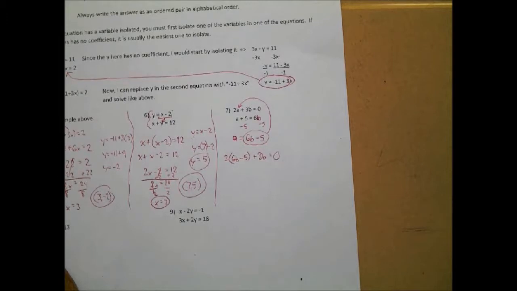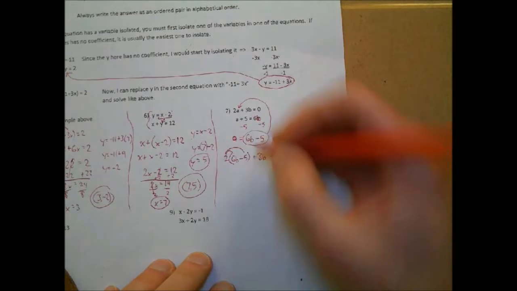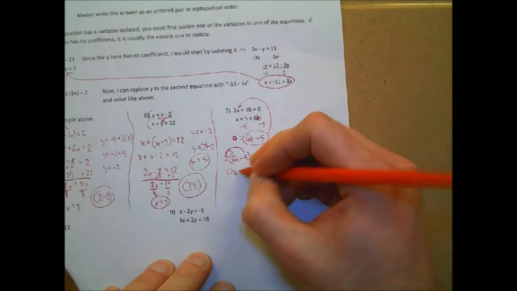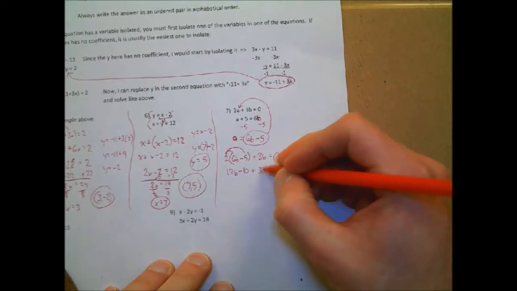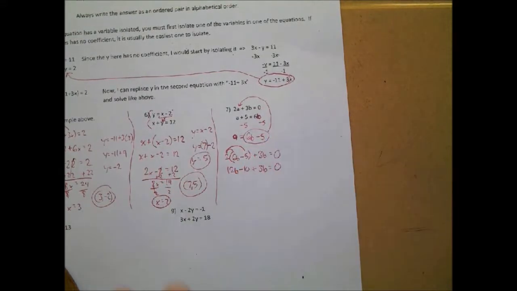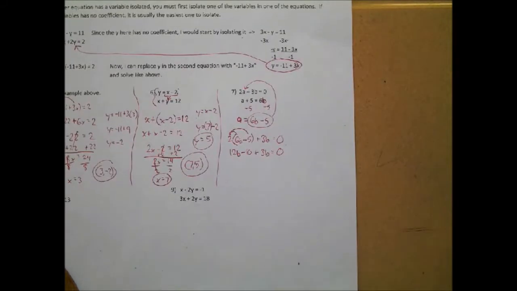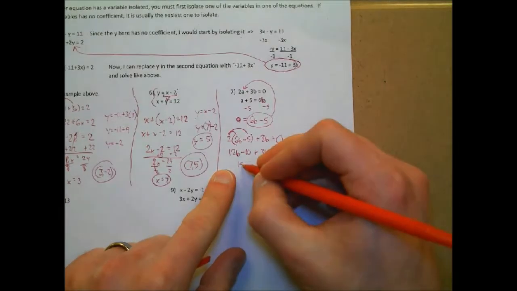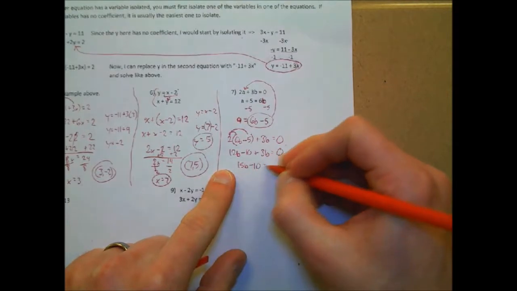Okay. So yeah, what's our next step then? Distribute. You got it. 2's in front of parentheses. Distribute the 2. 12b minus 10 plus 3b equals 0. Okay, yep, we got some like terms. Got it, Trey. What are our like terms here, Trey? 12b and 3b, that makes 15b minus 10 equals 0.